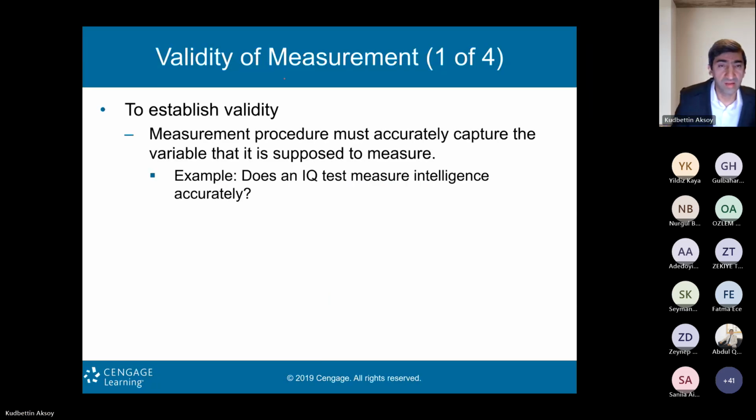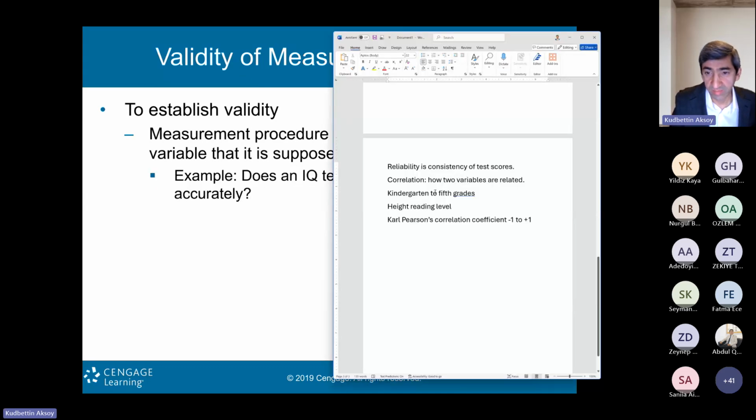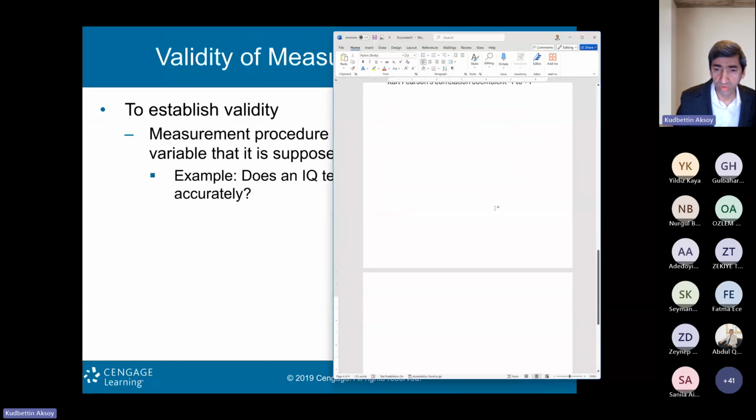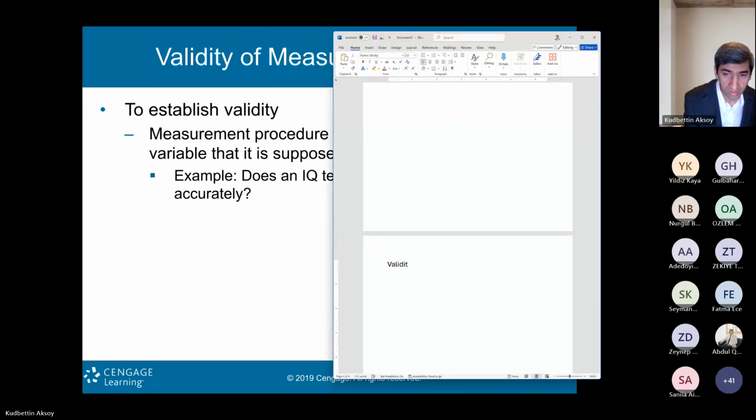The second quality of our instrument is validity. Validity is accuracy. If I were to explain validity in one word, accuracy. You give your students a math test. In your test, you say, I'm going to be assessing your fraction skills. But there are questions from history. Obviously, this test is not valid. It's not measuring what it's supposed to measure.